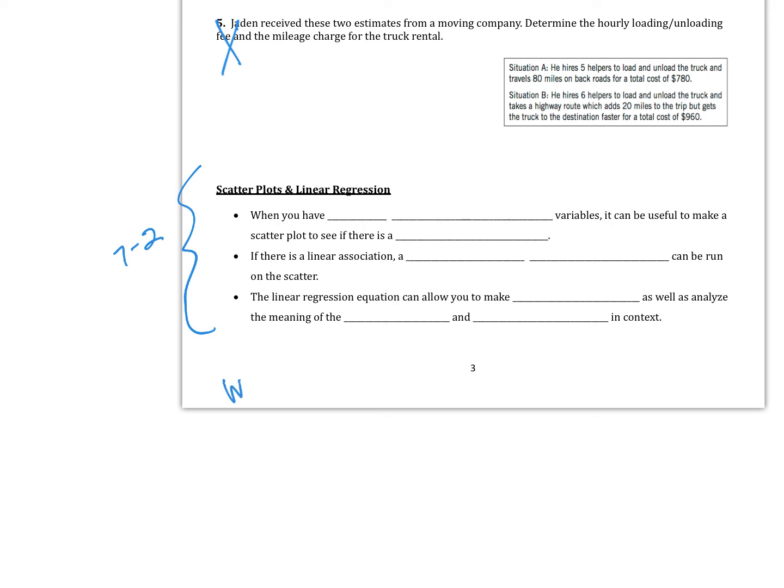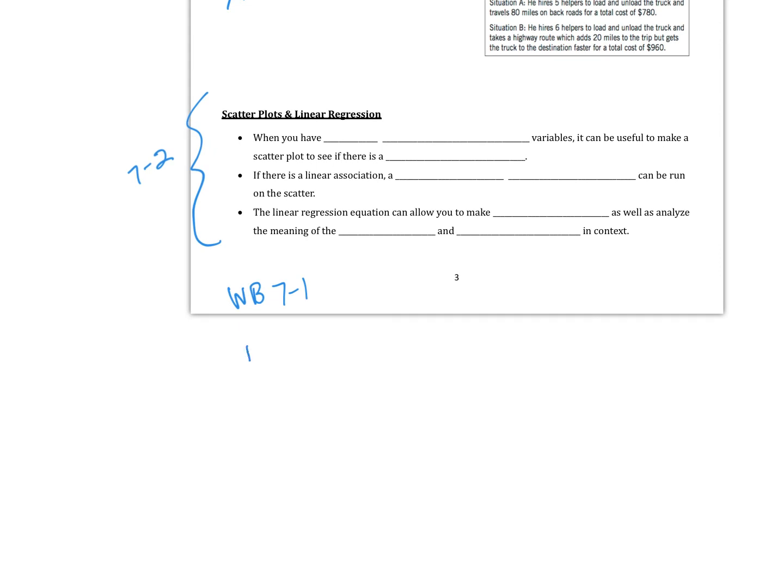So in the workbook for section 7.1, I don't remember what page it is. Let me look. Starts on page 110. And I think it goes on to page 111, but I don't remember. So you're going to do 1 through 5, and 10 and 12 and 13.